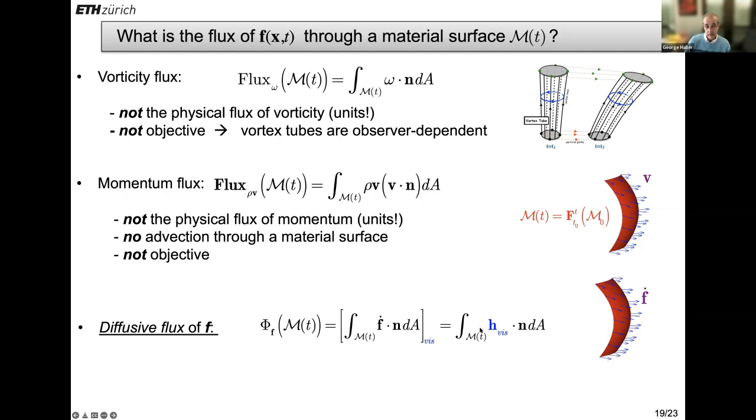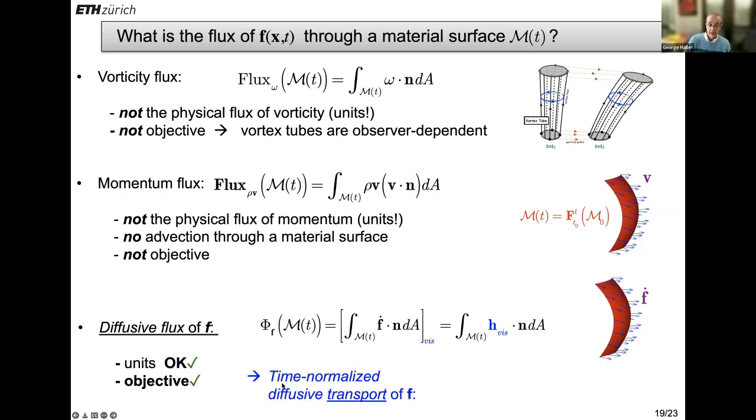How do I get transport out of flux? I just simply also integrate this in time. Also, I will normalize by time. So the units are okay, it's objective. So the time normalized diffusive transport of F. I might say diffusive here, that's the nature of it, but it's really viscosity driven, right? Diffusive in that sense, the viscosity driven active transport.